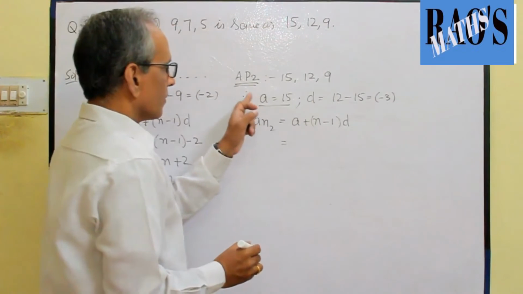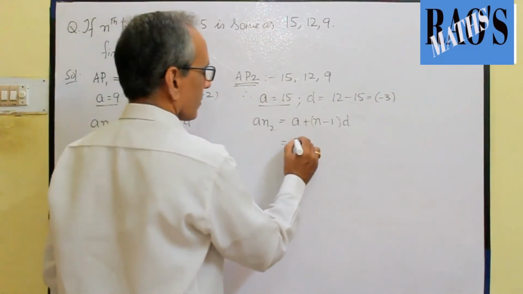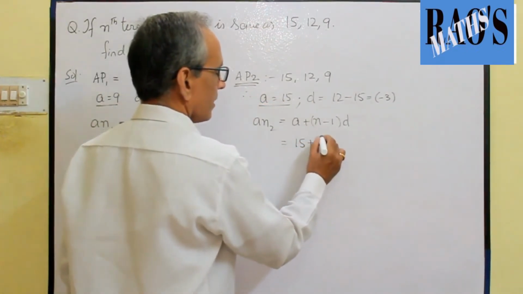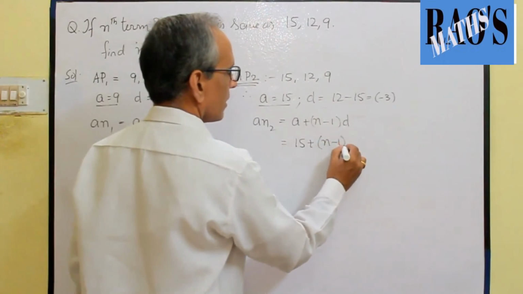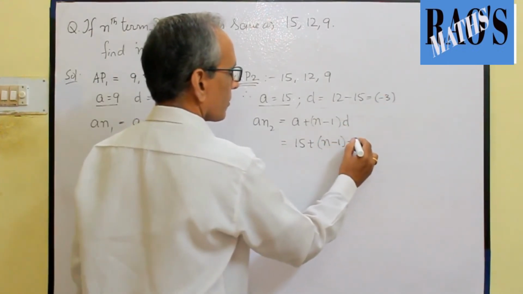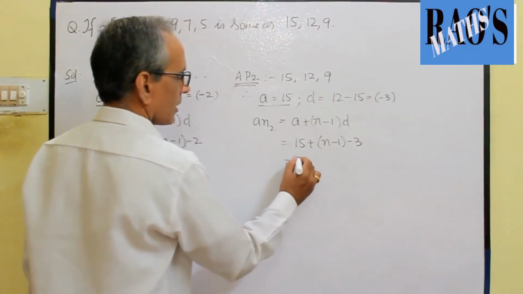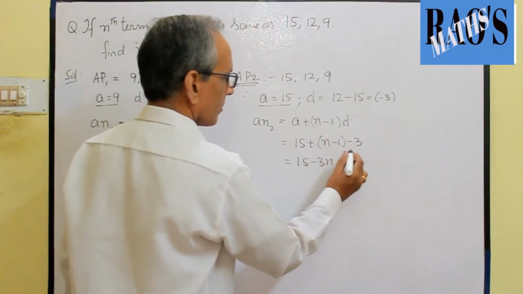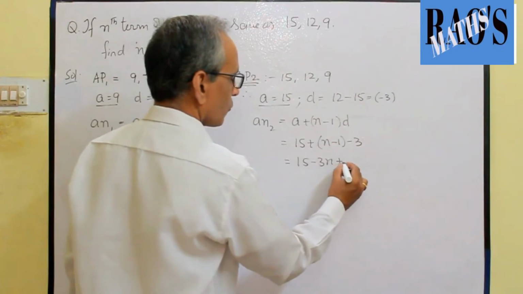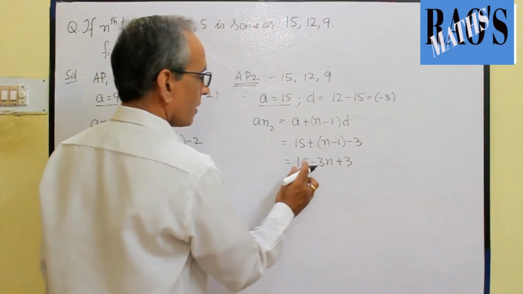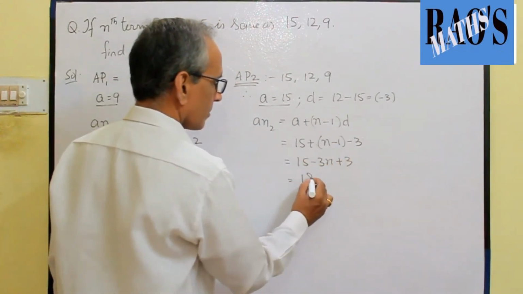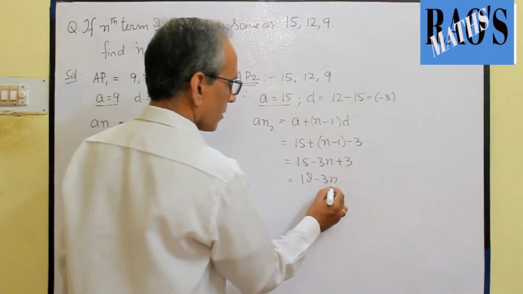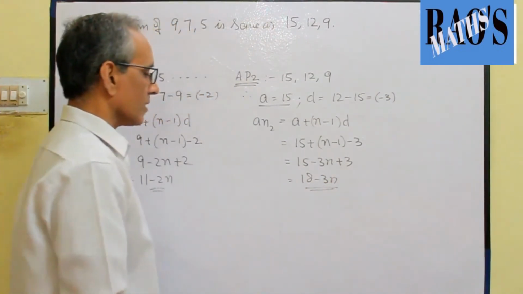What is a in the second series? 15. So 15 plus (n minus 1) times d, which is minus 3. That is 15 minus 3n, minus 3 times minus 1 is plus 3. So 15 plus 3 is 18 minus 3n. So this is the nth term of the second series.